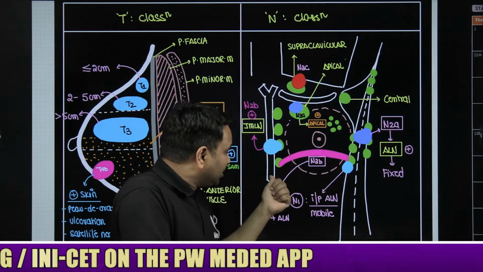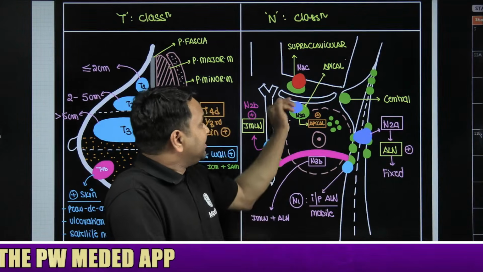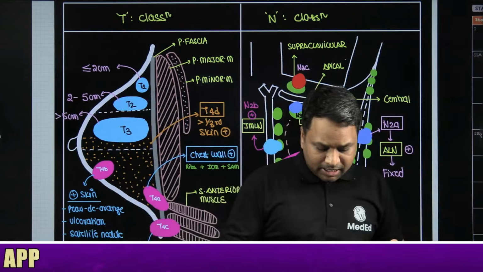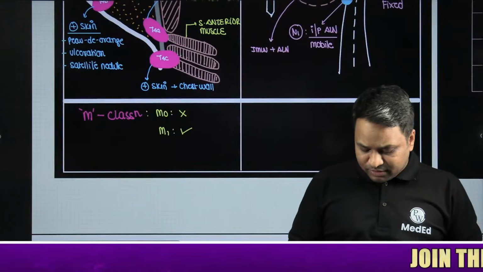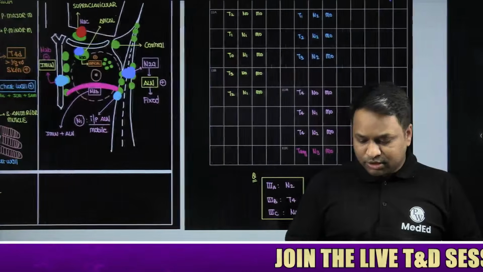It is both, that is internal mammary as well as the axillary group. What is N3C? It is supraclavicular. That's how it is, right? M0, no evidence. M1, there's evidence of distant metastasis, and this is how you look across it.